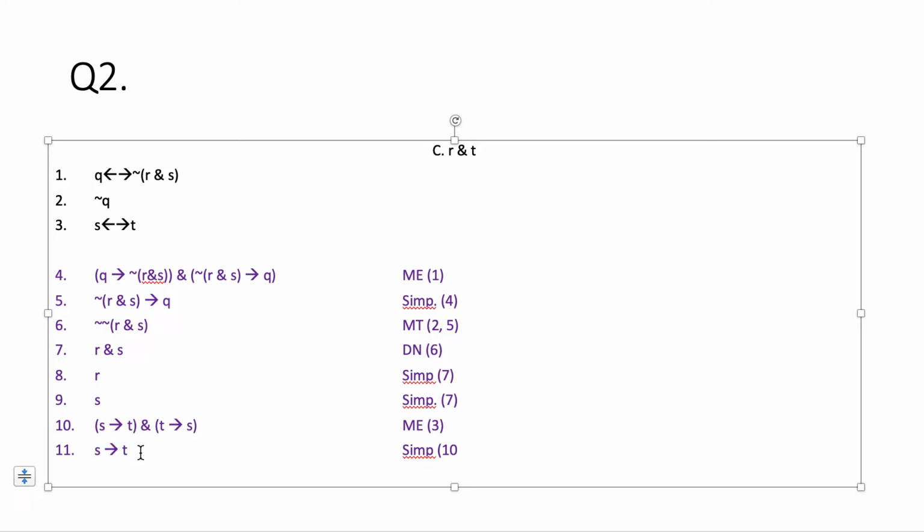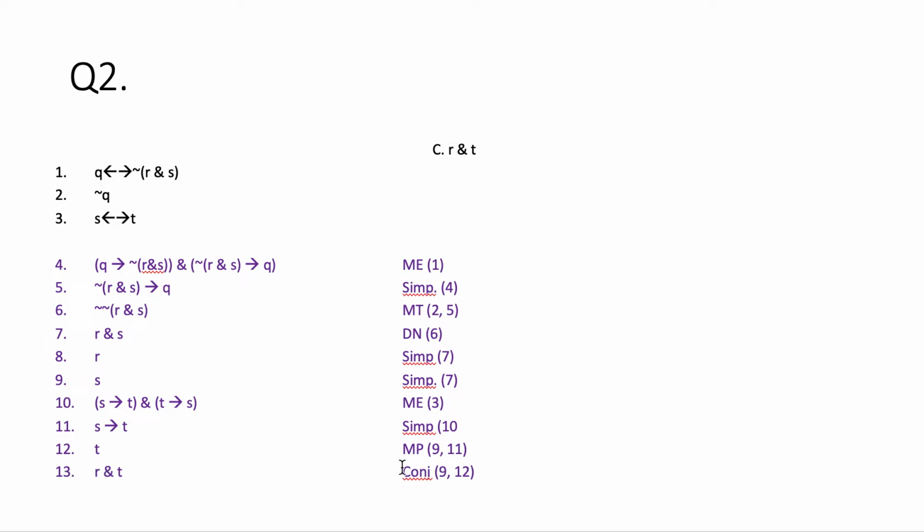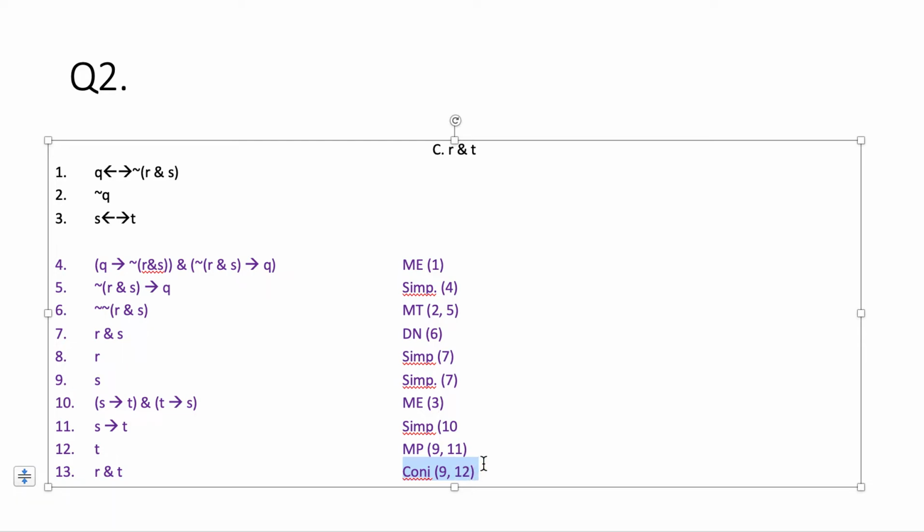Now I've isolated that, and I see that I can use modus ponens, because here I have S on its own, and S is now the antecedent of this conditional. So I can do modus ponens on lines 9 and 11 to get T. And now I've gotten an R up here and a T down here, 2 components of my conclusion, and I can see how I can just put them together using the rule of conjunction. So conjunction on lines 9 and 12, and that's my conclusion.